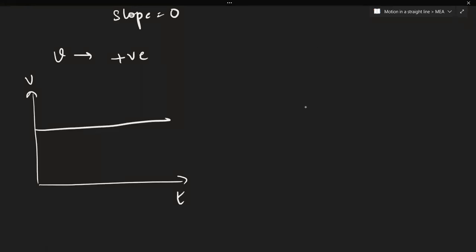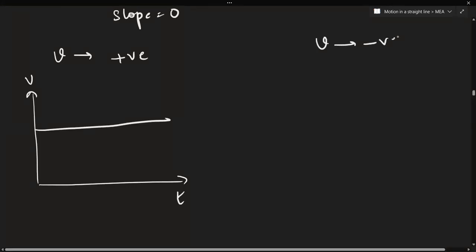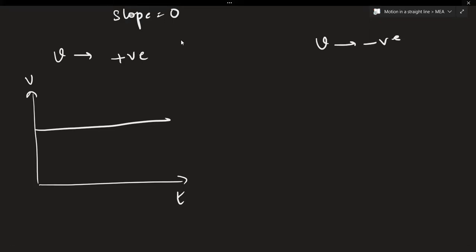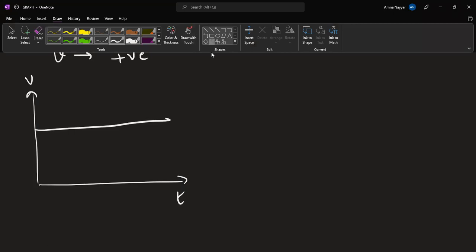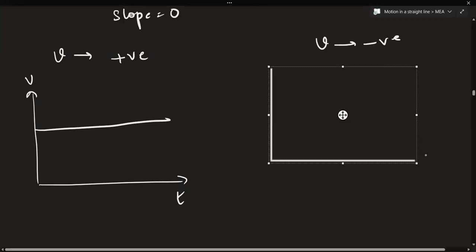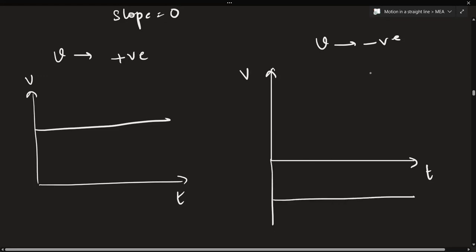But if your velocity is negative, how will you plot the graph? This is your velocity versus time. Here you have an extension of the graph. Here you will plot it because your velocity in this case is negative. Now let us see different cases.